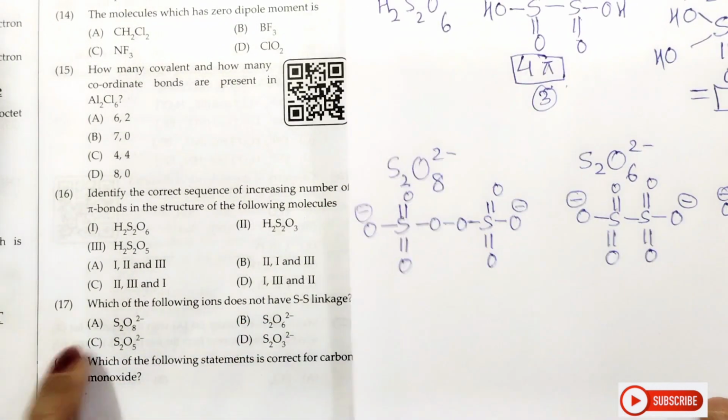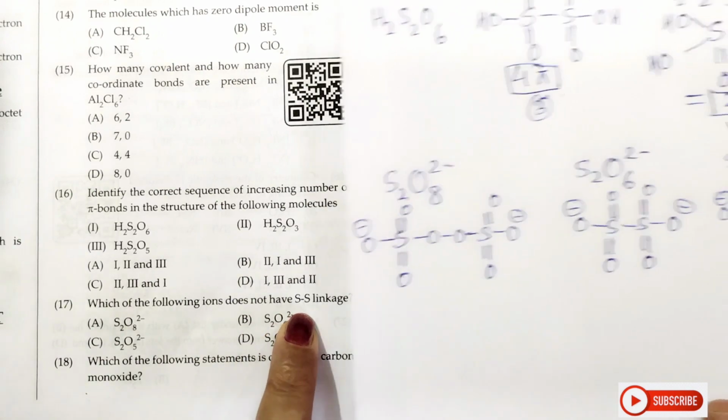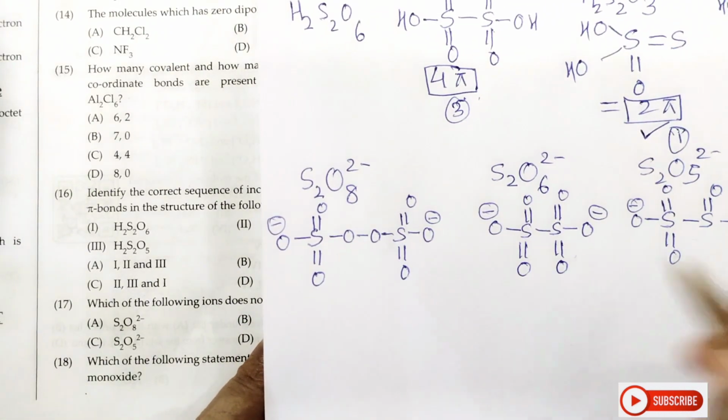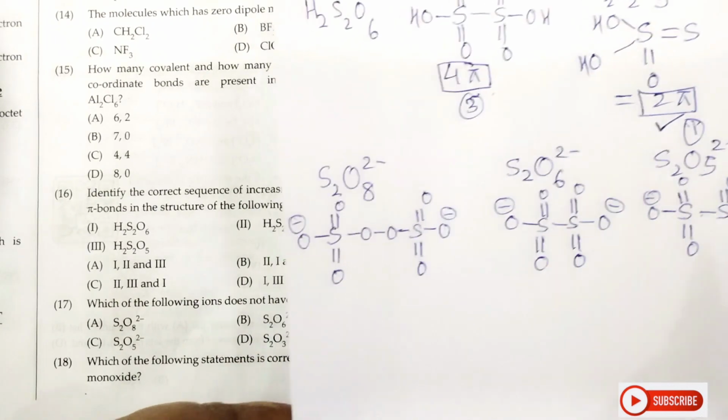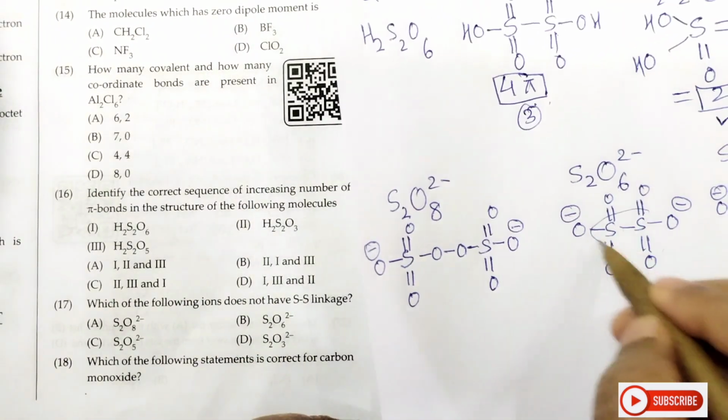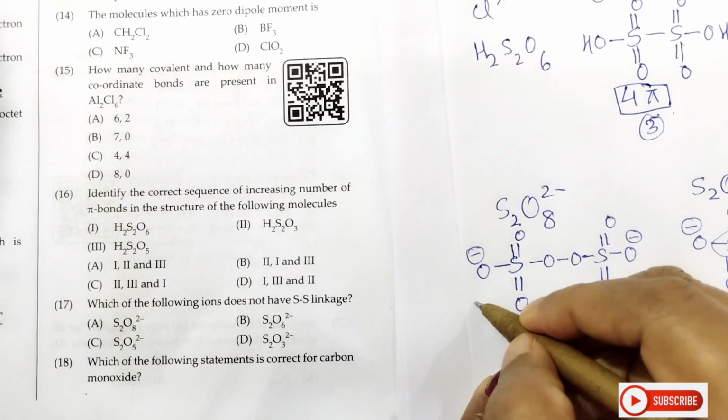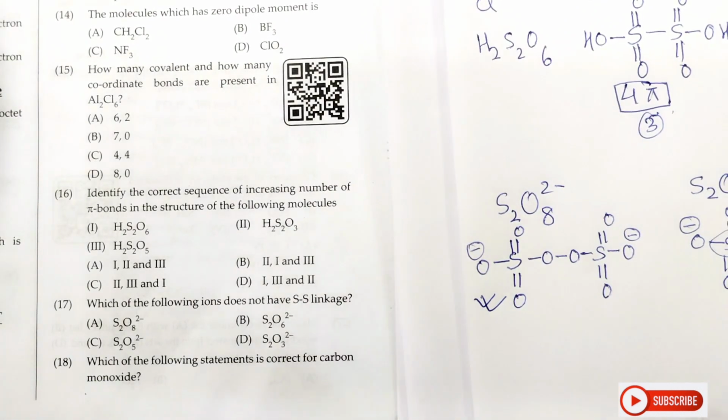Now the question is, which of the following ions does not have SS linkage? So all the 3, they have the SS linkages. You can see here, this is the SS linkage, this is the SS linkage. Here the answer here is first option, that is Marshall's acid, where there is no SS linkage. So the answer here is first option. Let's see the next question.